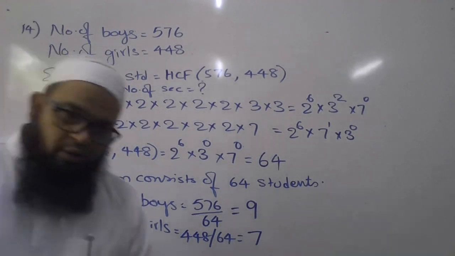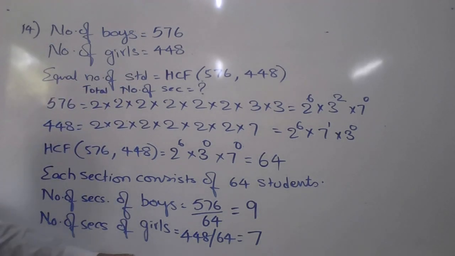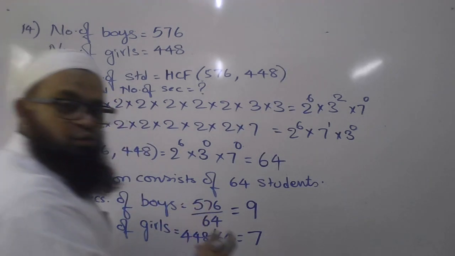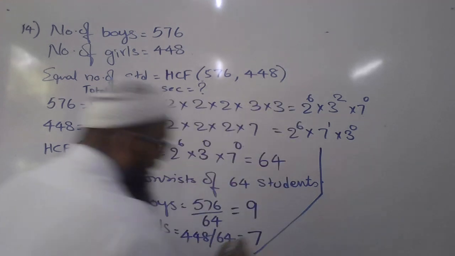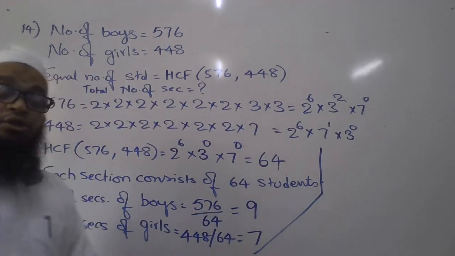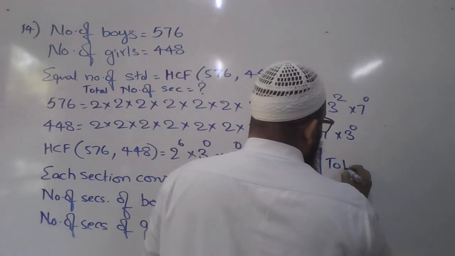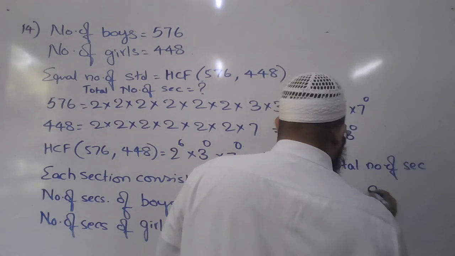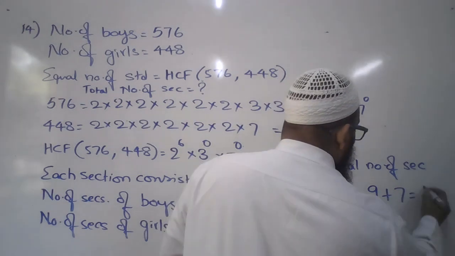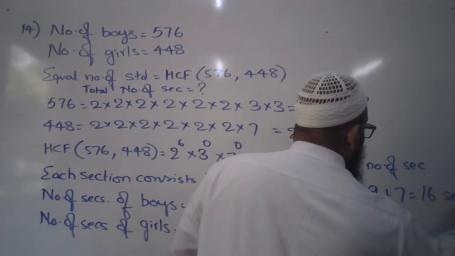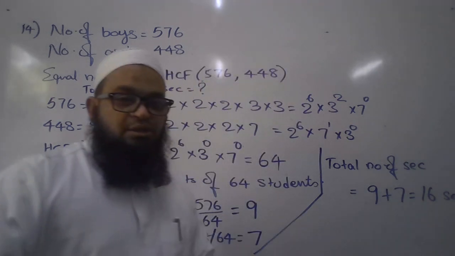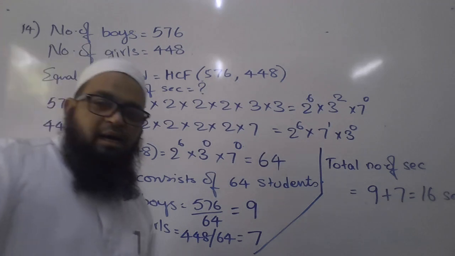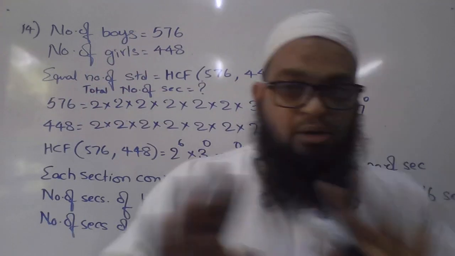And how many sections of boys? 9 sections. I tried to plan, but it went on. If you plan, you will improve. Only one sentence is left out. So the total number of sections is equal to boys 9 plus girls 7, which is equal to 16 sections. 16 sections. Understood, my dear students? Pretty simple. And please repeat it, otherwise you will not understand.